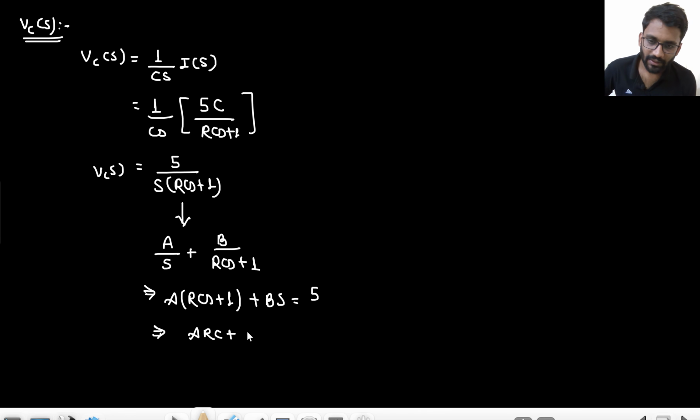So from here what do you see, ARC plus b is equals to 0 and a is equals to 5, right? This is what we are seeing here, right? Because s component will be ARC plus b, right? S component will be ARC plus b.